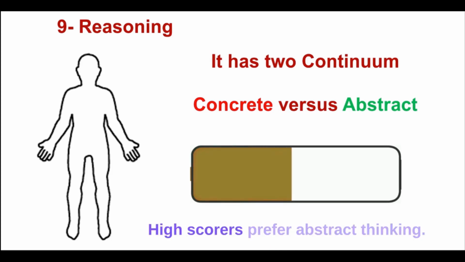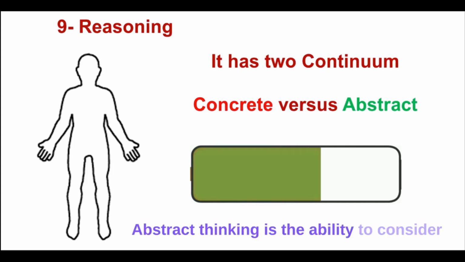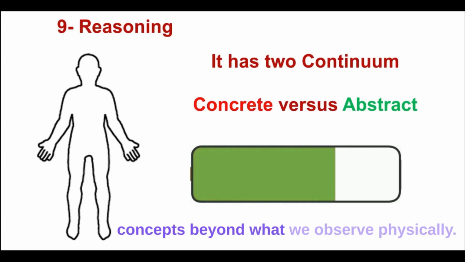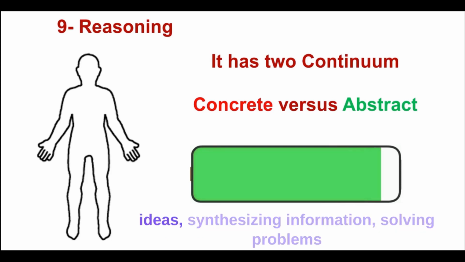High scorers prefer abstract thinking. Abstract thinking is the ability to consider concepts beyond what we observe physically. It involves recognizing patterns, analyzing ideas, synthesizing information, solving problems, and creating things.